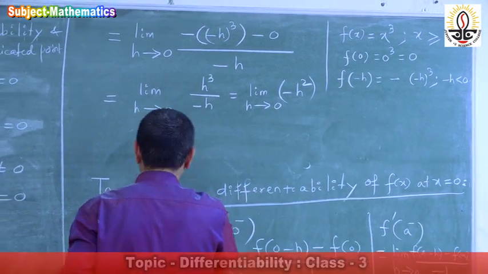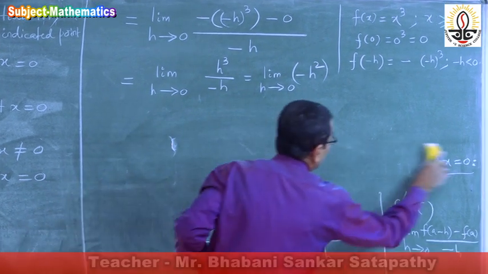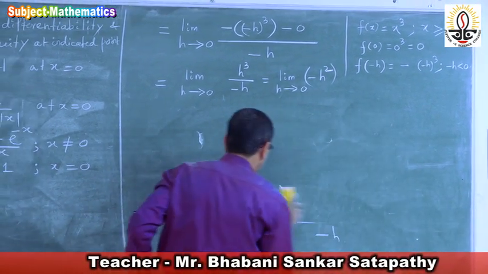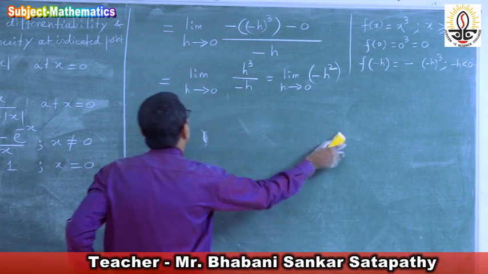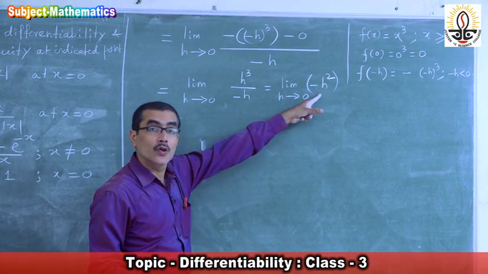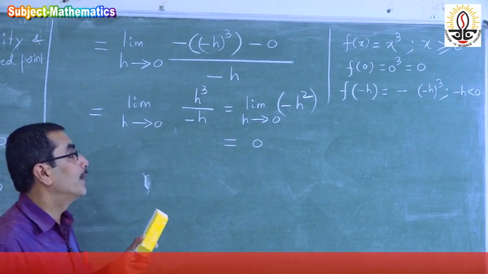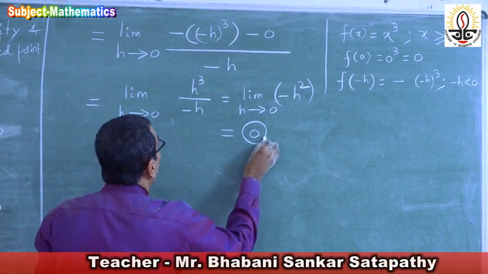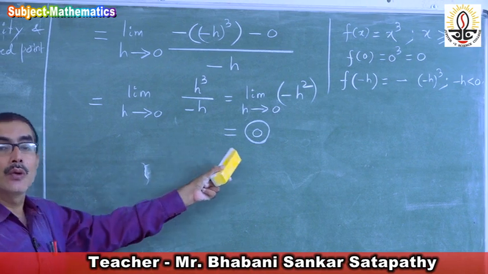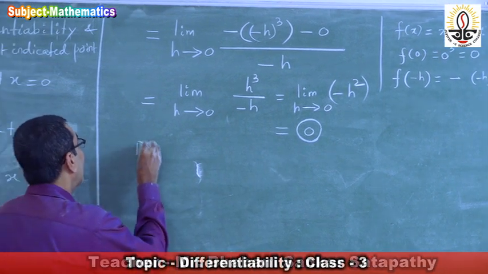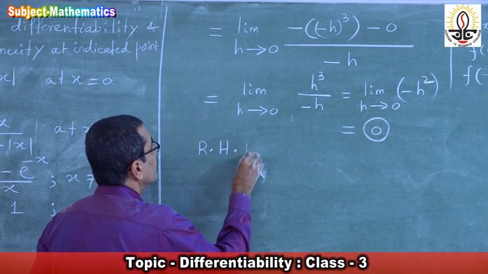So, what is the limit? Tell me. In place of h, if you put 0, what will be the value? The value is equal to 0. Right? So, left hand derivative is equal to 0. Then, right hand derivative we will find.